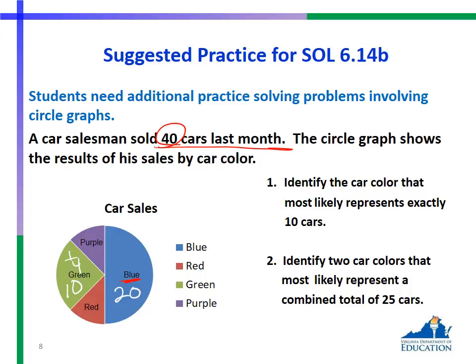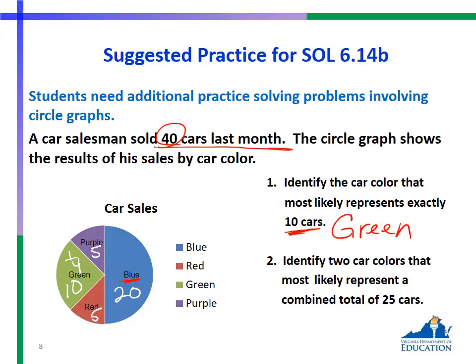And then you have red and purple sections. So you can see for red and purple, both of those are equal to green. So both of those are going to be 5 cars apiece. So for question number 1, identify the color that represents 10 cars. So you can say that color is going to be green.